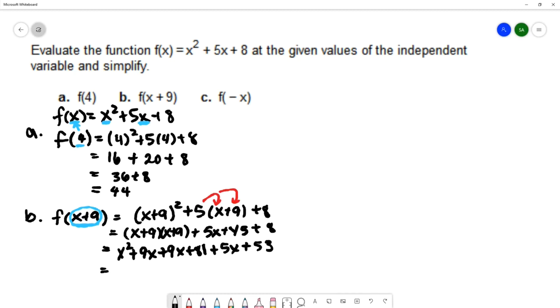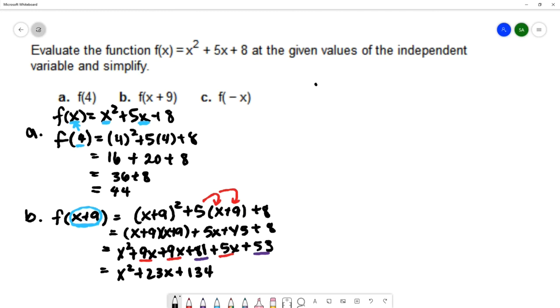Then I'm going to combine some like terms. We have like terms of 9x and 9x and 5x. I carry down the x squared. 9x plus 9x is 18x, plus 5x will be 23x. And then I want to combine the like terms of 81 and 53, and that will be 134. So f of x plus 9 is x squared plus 23x plus 134.